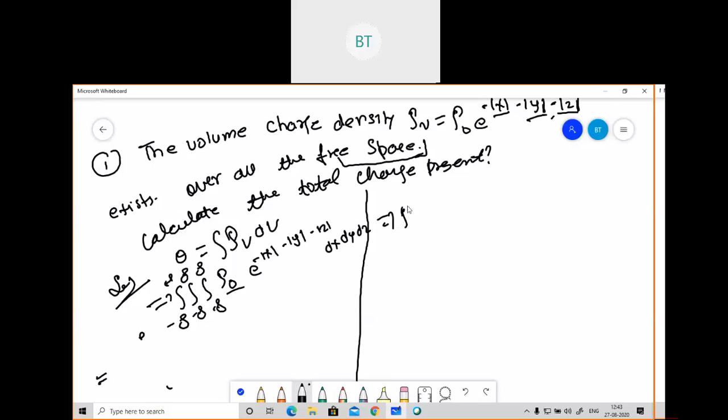I'll write here rho naught. I'll break into two parts. 0 to infinite, 2e. I have to remove the mod now, because mod will indicate only the positive sign. So I'll write here dx.